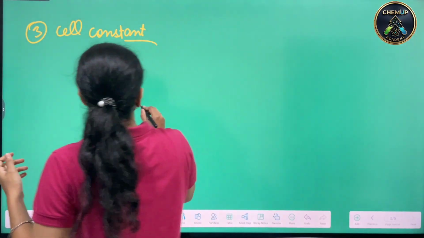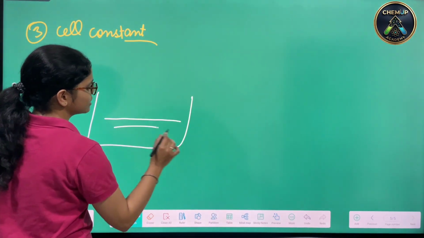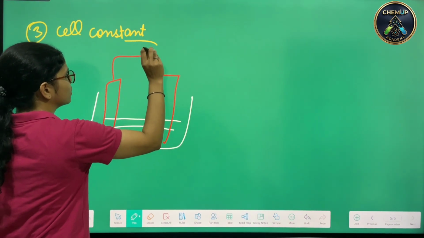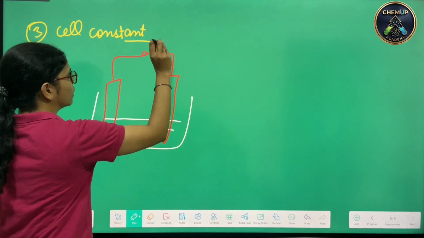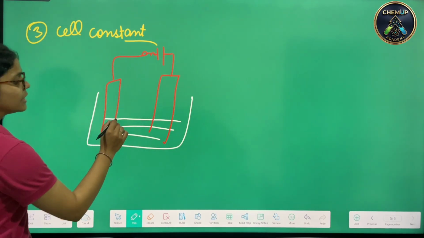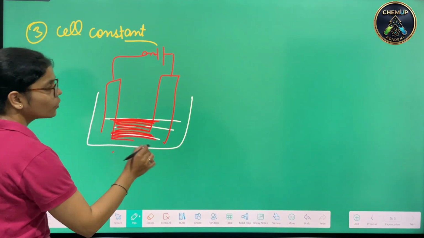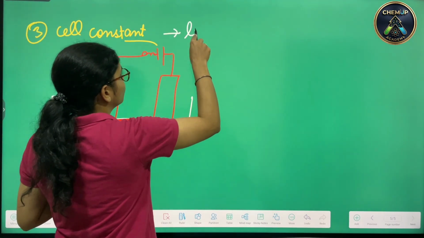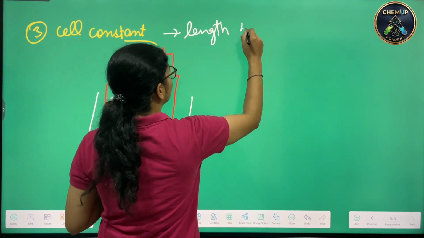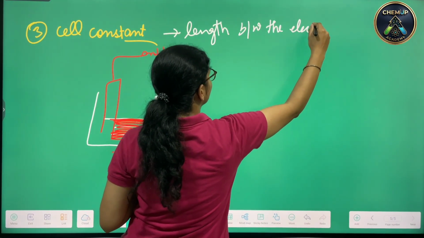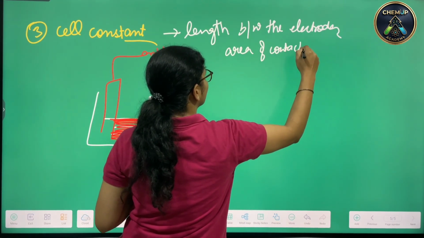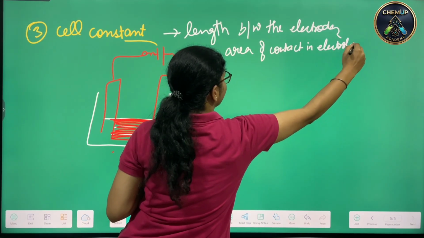जब आपने पढ़ा होगा तो you must have seen this diagram. Here the electrolytic solution is there. Here your electrodes are attached along with this, like this, so electrodes. So the distance between these two electrodes, the area of contact, is basically known as your cell constant. It is nothing but the length between the electrodes or area of contact in electrolyte.